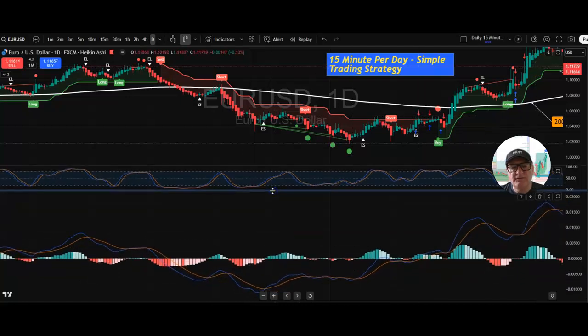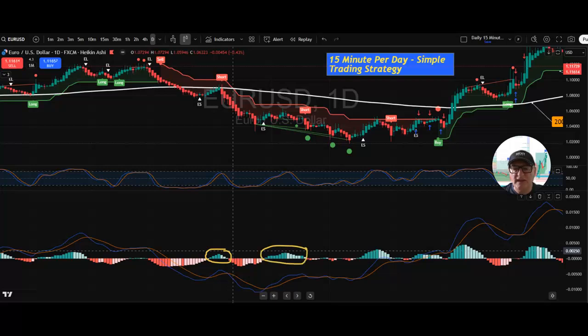Now, what you're looking for during this correction, as it's known, is the green histogram. When you see a green histogram into that session, by the way, this is a daily chart, very, very slow, and that's the whole point. You don't need to be at your chart all day long at all.